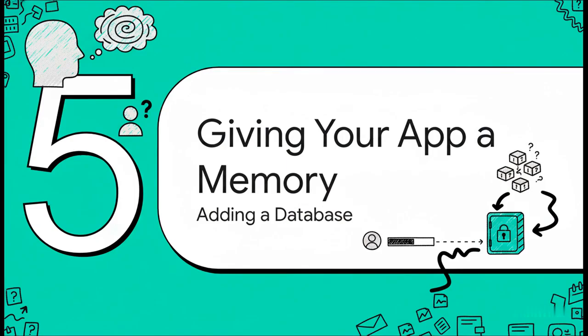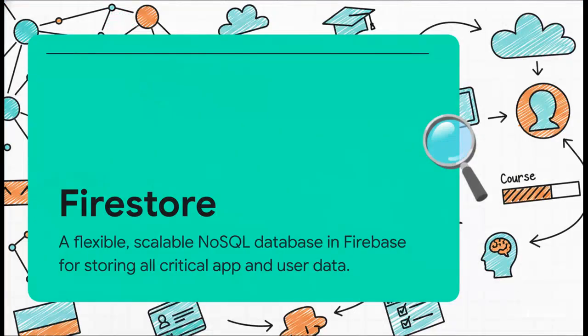All right, so our app is live. It can remember who its users are, which is amazing, but it can't remember what they do inside the app. It can't save their course progress or their profile info or anything like that. To do that, we need to give it a proper long-term memory. We need a database. And that memory, in our case, is called Firestore.